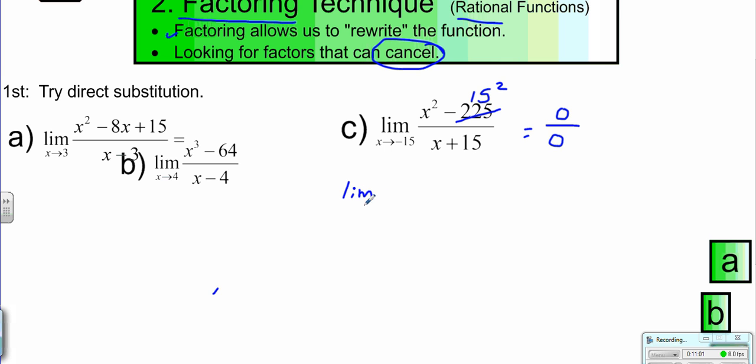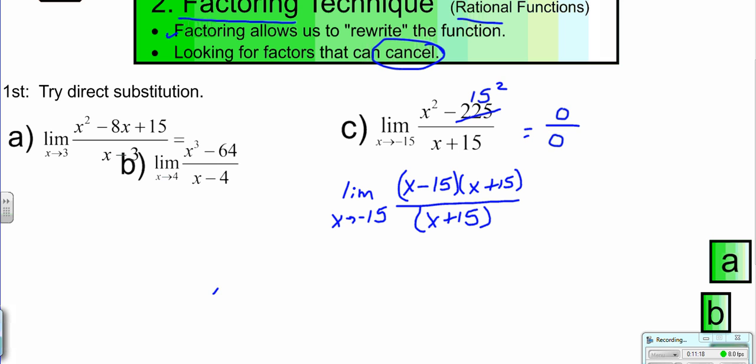So now we're going to try and use factoring as a technique to get around the denominator issue. Difference of squares means I have one positive factor and one negative factor. On the bottom we have the positive x plus 15. Canceling the same groups there gives me the limit as x approaches negative 15 of x minus 15. Use substitution now, and it looks like we'd have negative 30.